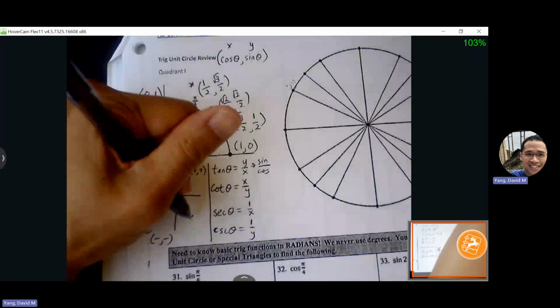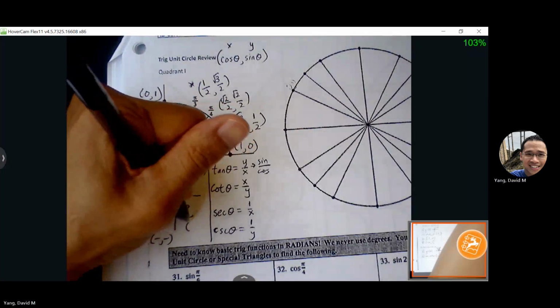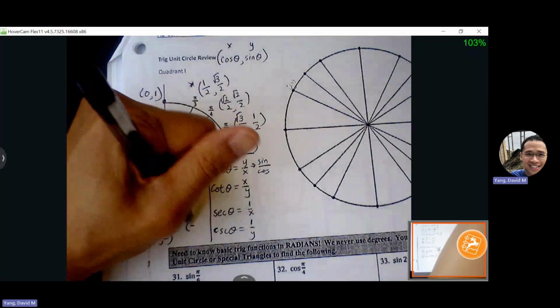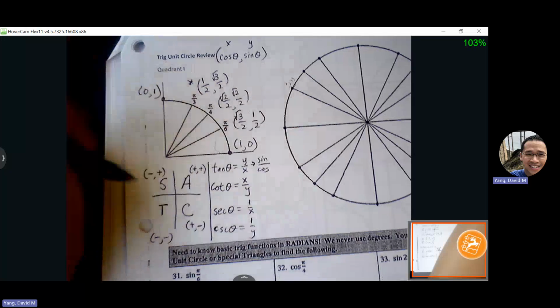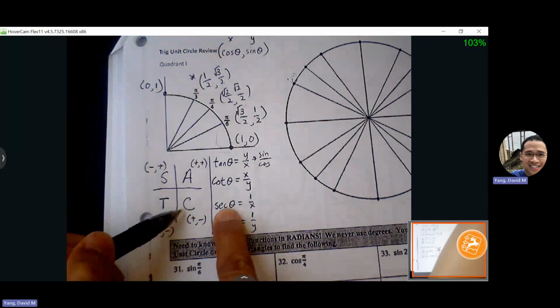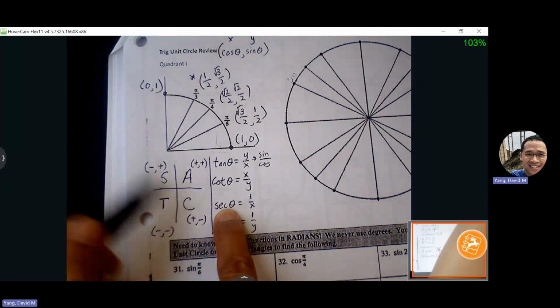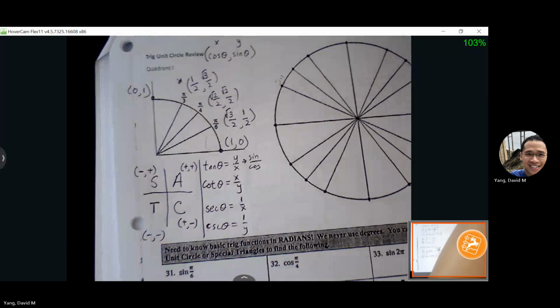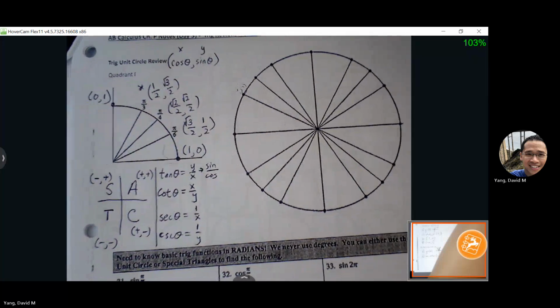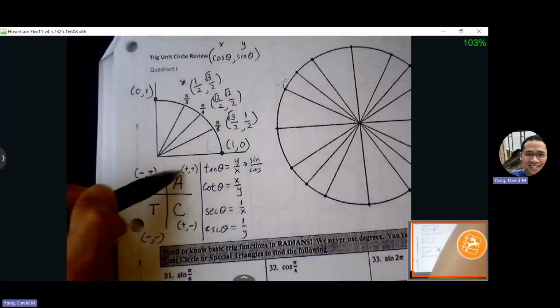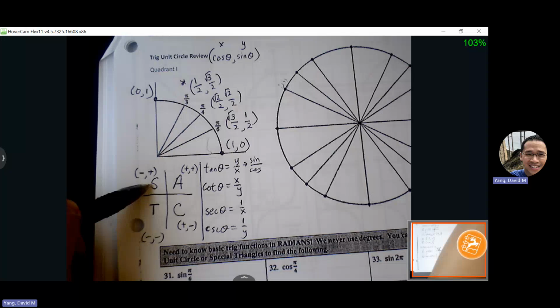Okay. In the fourth quadrant, my x value is going to be positive. My y value is negative. So that C represents only cosine and its reciprocal being positive. Everything else is negative. A for all, S for sine, T for tangent, and C for cos.